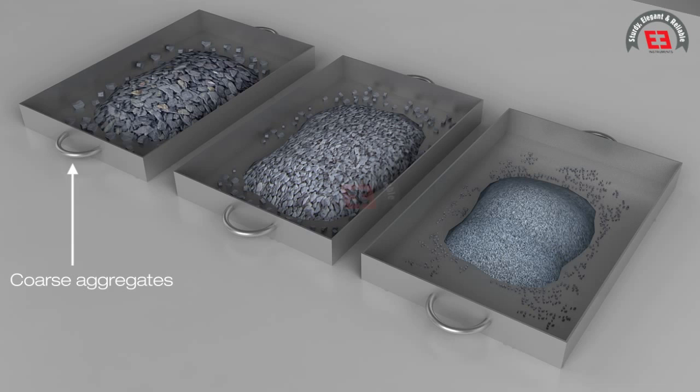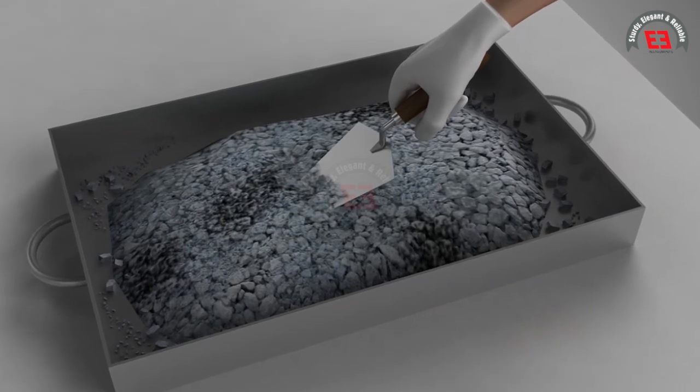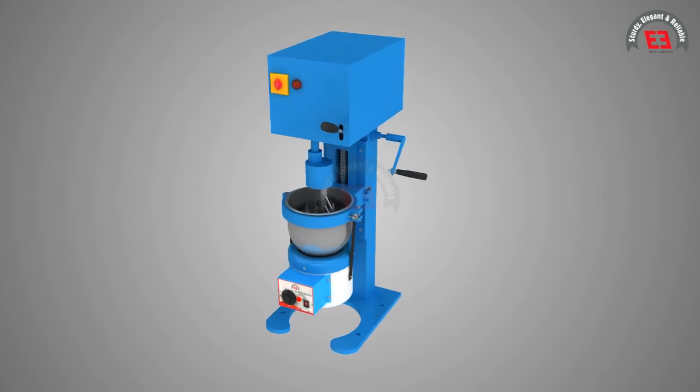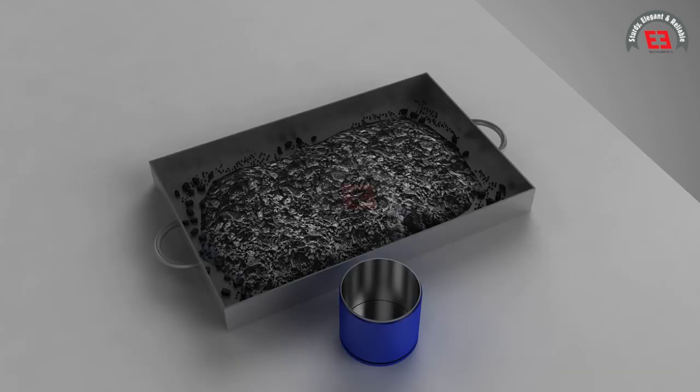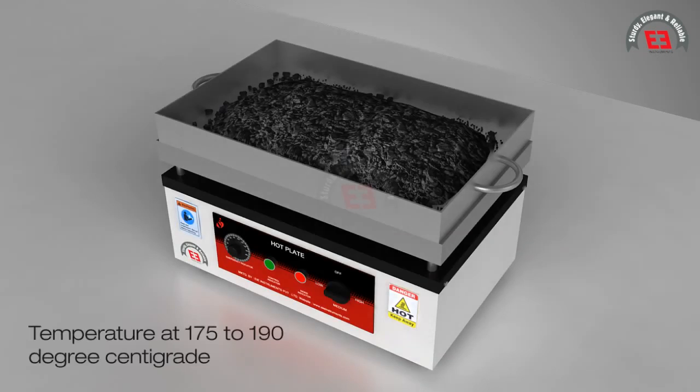The coarse aggregates, fine aggregates, filler material and bitumen are proportioned and mixed by hand or in bitumen mixer in such a way that final gradation of mixtures is prepared as per required gradation of the mix design. The maximum permissible size of coarse aggregate for the preparation of Marshal stability test specimen is 25 mm. The mix is heated at a temperature of 175 to 190 degrees centigrade.